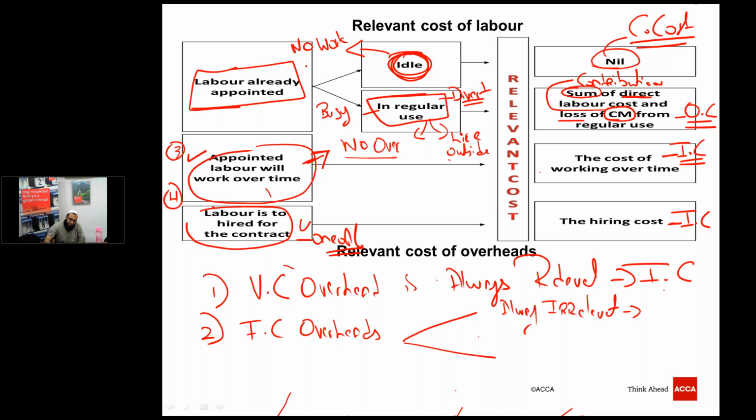Why? Because either it will be sunk cost, rental, salaries of the labor, or it will be committed cost. Again, rule of 5 is coming here. Either it will be sunk cost or it will be committed cost. Getting my point? So it is irrelevant. But there is one exception.